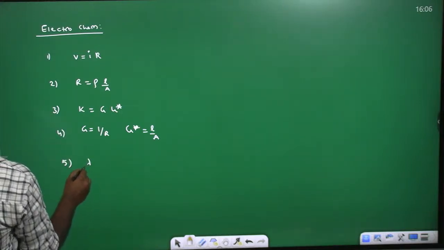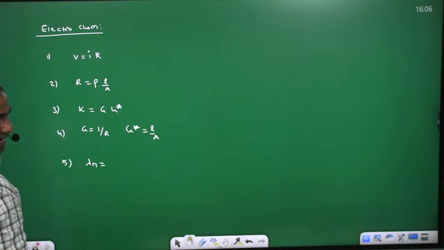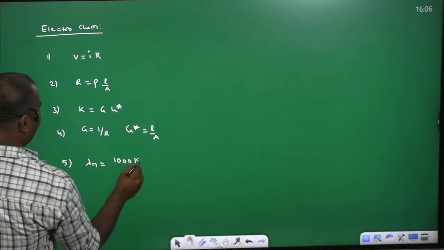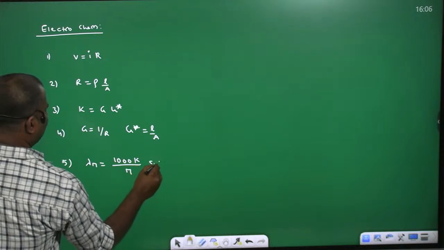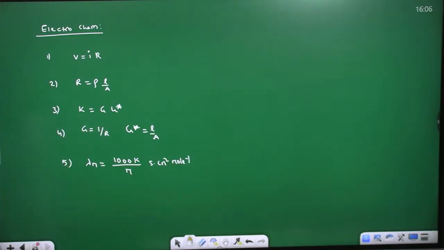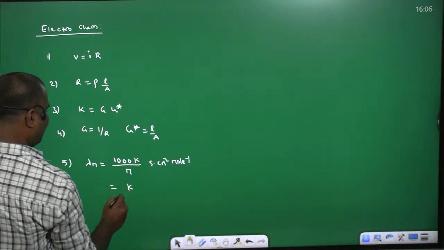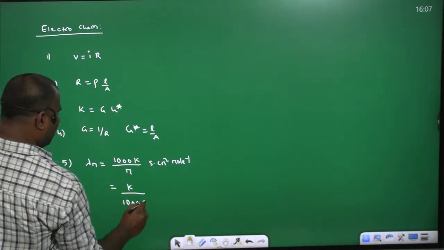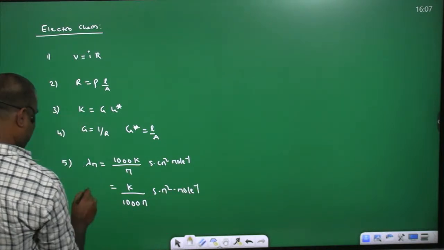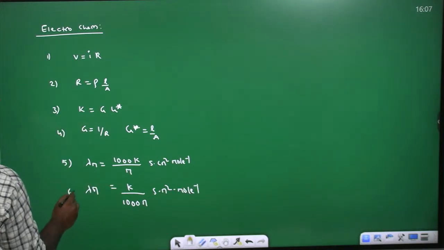Next one, lambda m equal to molar conductance. What is the formula? 1000 K by M, Siemens centimeter square mole inverse. In case of SI units, the formula is K by 1000 M, Siemens meter square mole inverse. This is lambda m, molar conductance.